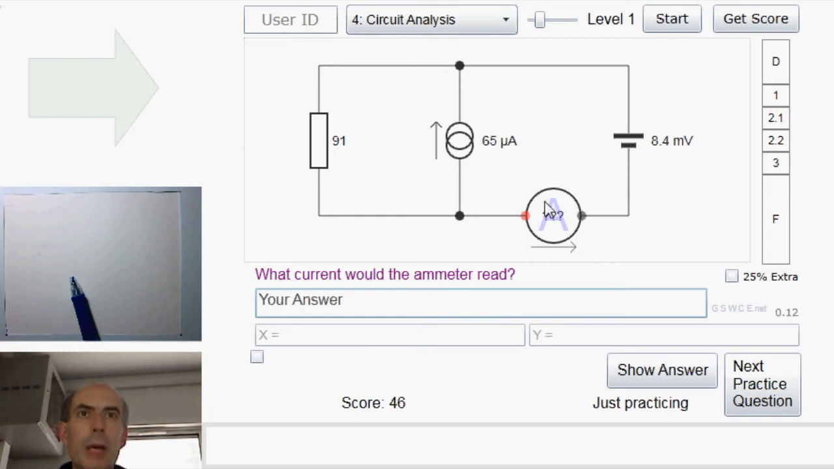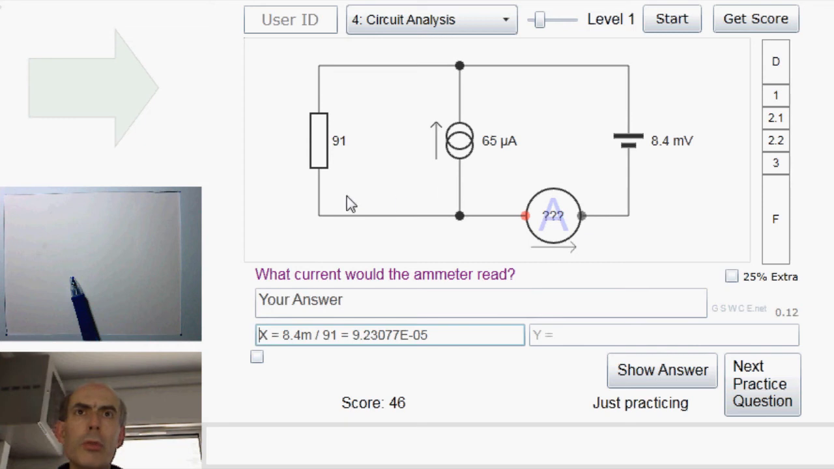Now, what current would this ammeter read? Again, nowhere in this circuit is defined as being 0 volts, which means we are free to choose. Let's choose that point there. We know the voltage across an ammeter is 0, so we know the voltage across this resistor. And we know the value of the resistance, so we can work out the current through this resistor, and it would be going this way from top to bottom, and the current through that resistor would be 8.4 millivolts divided by 91. And X now is the current going down through here.